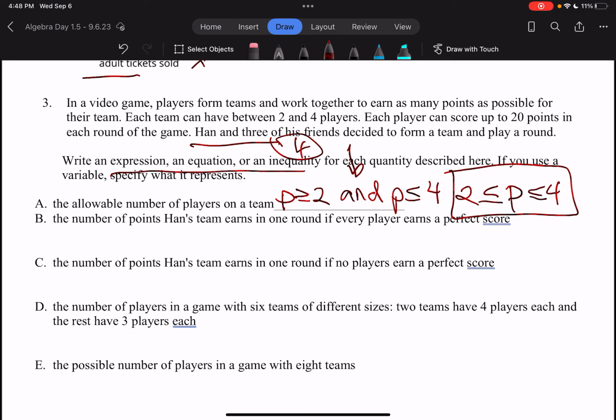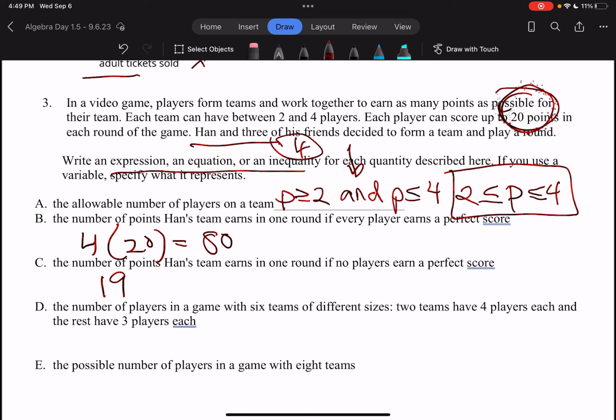The number of points Han's team earns in one round if every player earns a perfect score. So he has 4 people. They can earn up to 20 points, so 20 is the perfect score. So 4 times 20 equals 80. The number of points Han's team earns in one round if no players earn a perfect score. So if nobody earns a perfect score, the most that they can earn is 19, right?